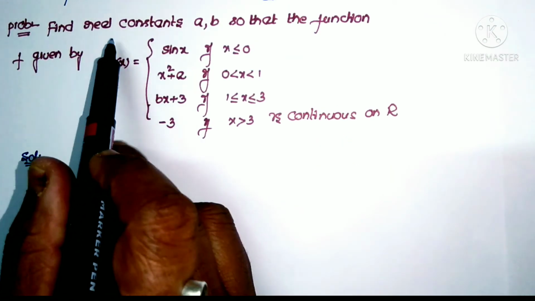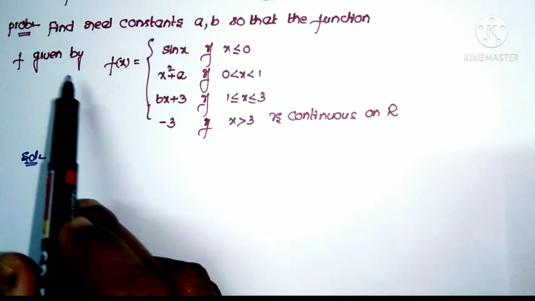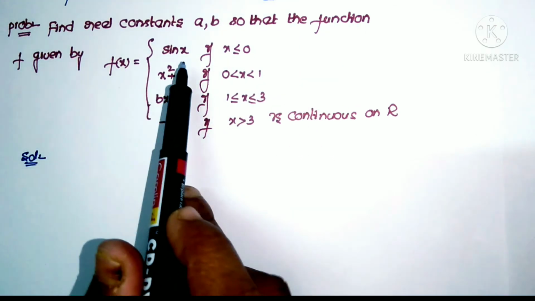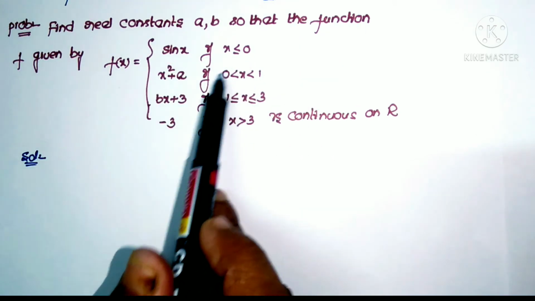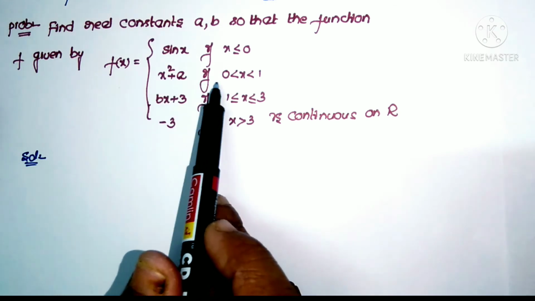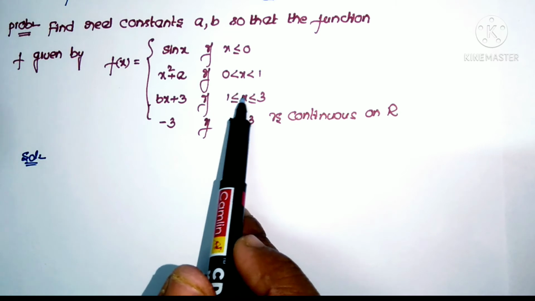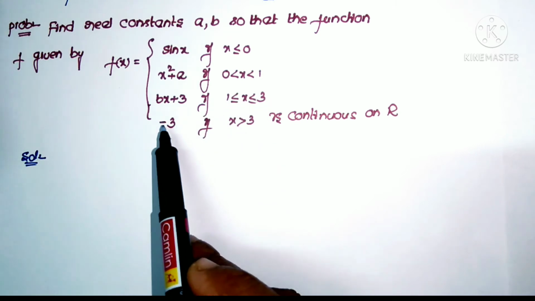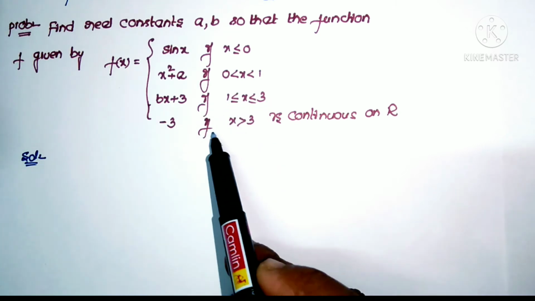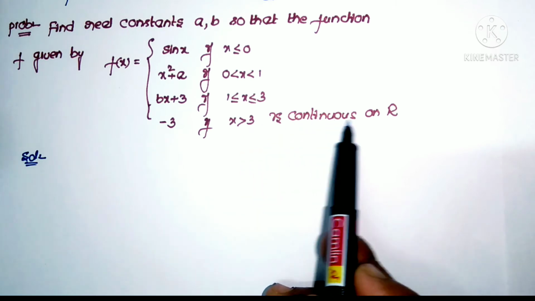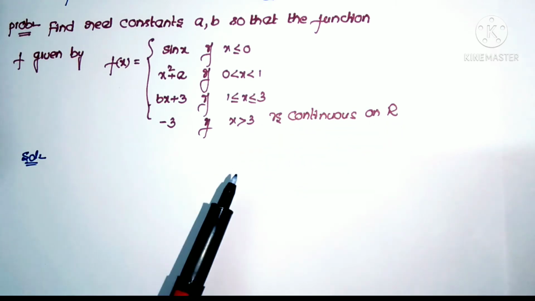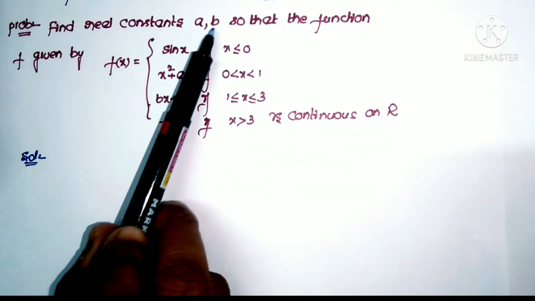Next problem, find real constants a comma b so that the function f given by f of x is equal to sin x if x less than or equal to 0, x square plus a if 0 less than x less than 1, bx plus 3 if 1 less than or equal to x less than or equal to 3, and minus 3 if x greater than 3, is continuous on R. So question is find the real constants a comma b.